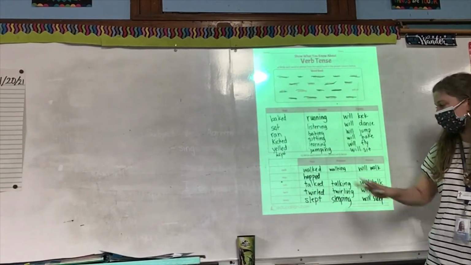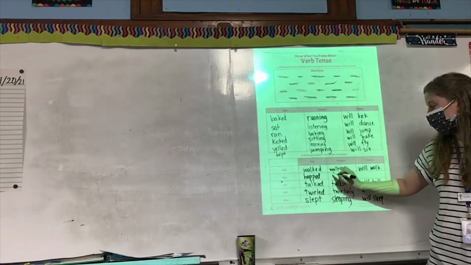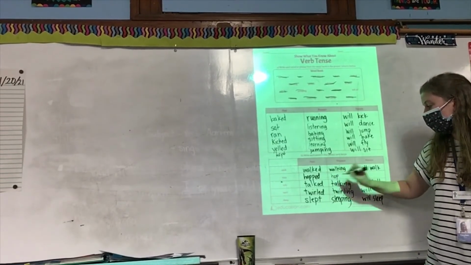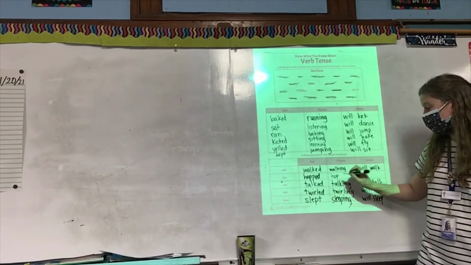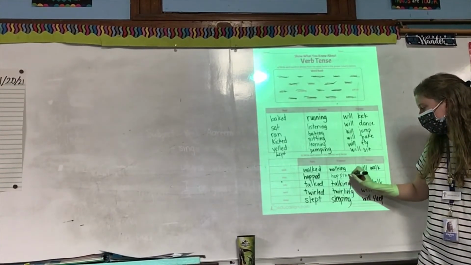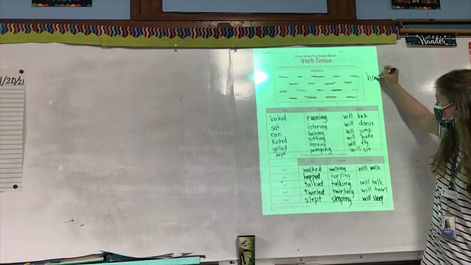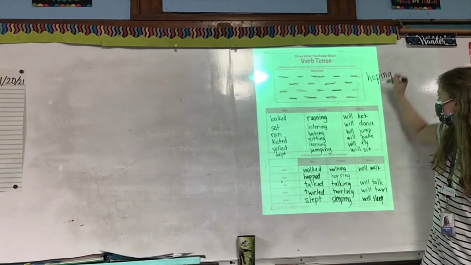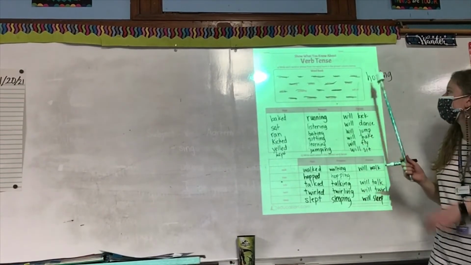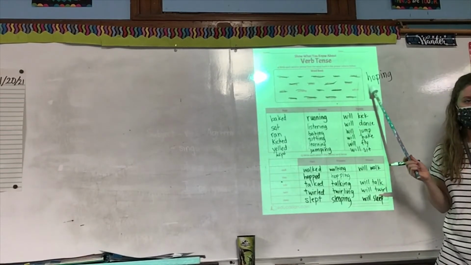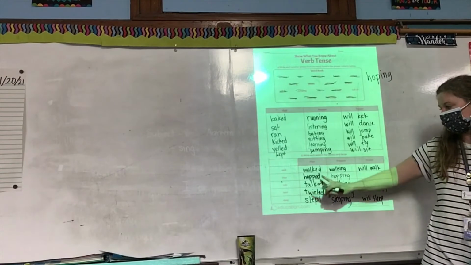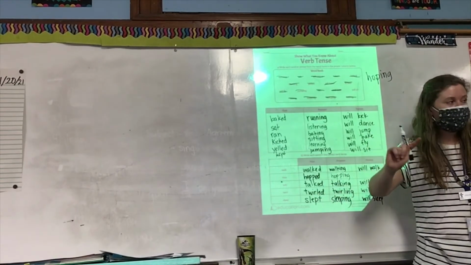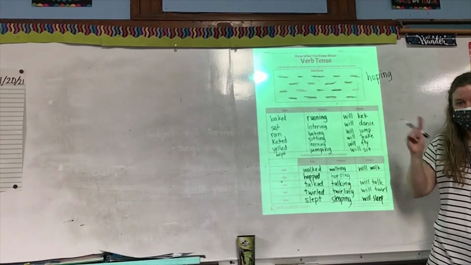Same with the present tense. I'm going to write hop, but I'm adding a new ending, right? So I have to double the consonant and add ing. Otherwise, I have this word, which is what? Colin? Hoping. Hoping, not hopping. Hopping has 2 P's, hopped has 2 P's, hoped has 1 P, hoping has 1 P.